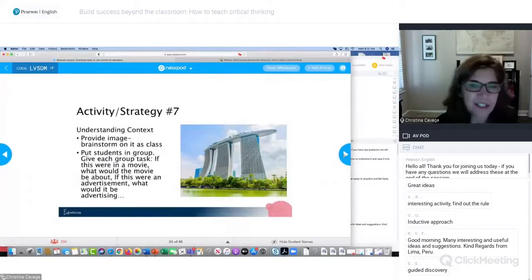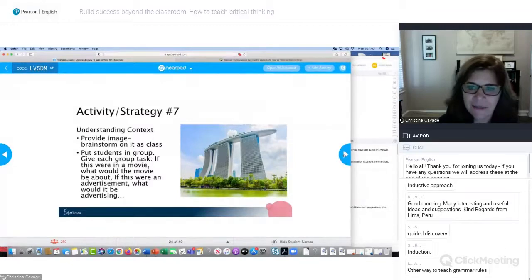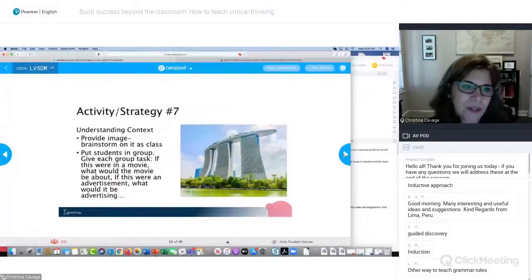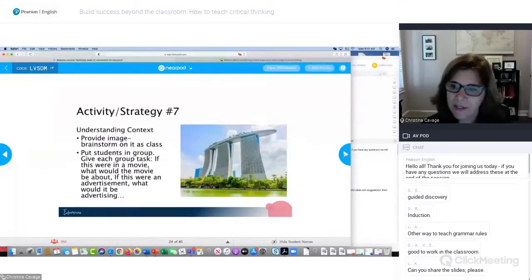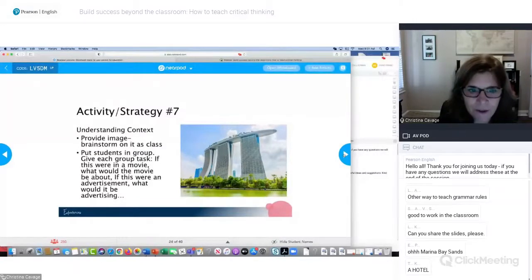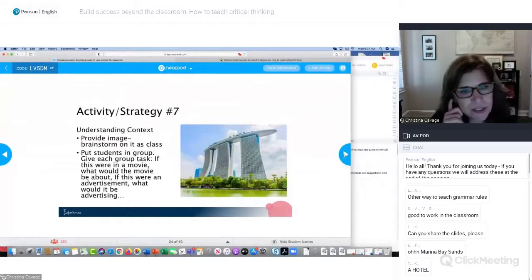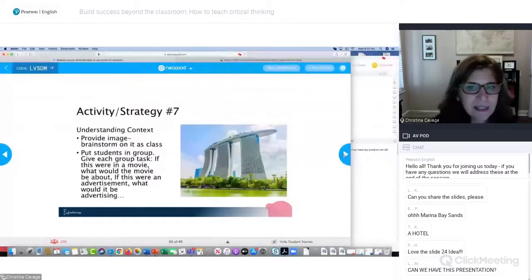Our activity or strategy 7 is understanding context. Let me just explain this one a little bit more. What I like to do is give students an image in class. A lot of times in our textbooks, every chapter would begin with an image, and we try to build background knowledge. We get students to brainstorm. I'm suggesting that you take this just one step further. Provide the image for students to brainstorm on in the class, and then put the students in groups, giving each group its own task.